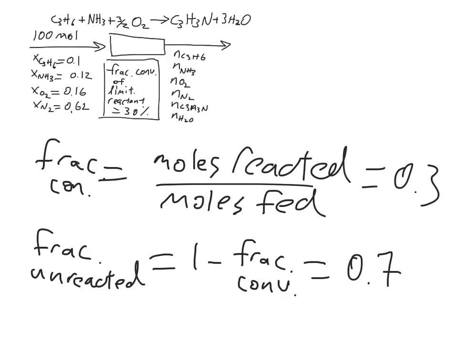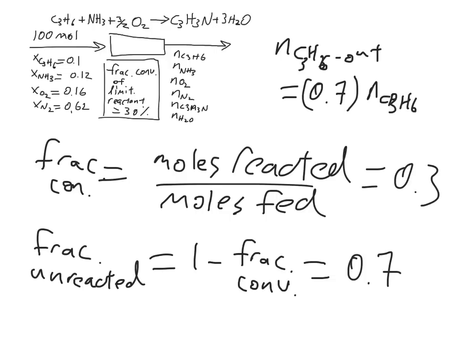So if I just write up here, NC3H6 out is equal to 0.7 times NC3H6 in. And so that's just the amount leaving is the amount that's left over, or the fraction unreacted multiplied by the amount going in. And so this is just a handy way to quickly find out what's exiting the reactor if we know what the fractional conversion is, or vice versa. Conversely, we know the fraction unreacted.